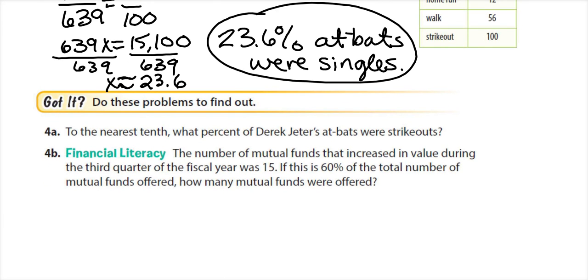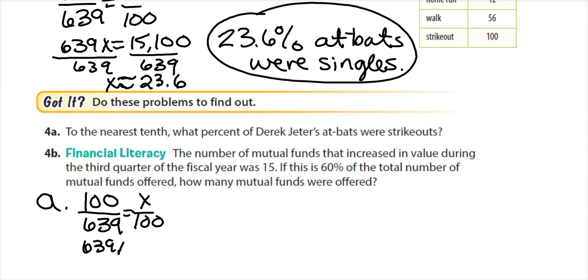Okay, 4A says, to the nearest tenth, what percent of Derek Jeter's at-bats were strikeouts? Okay, well, right here, it says that strikeouts were 100. So strikeouts would be part of the thing, so let's do A right here. So that would be part, which is 100, over the whole, and there were 639 total at-bats, equals, then we're finding that percent again, so that's x over 100. So that would be 639x over, and then that's going to make it 10,000.